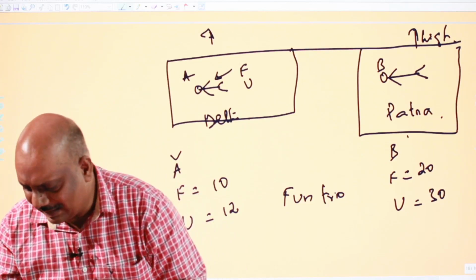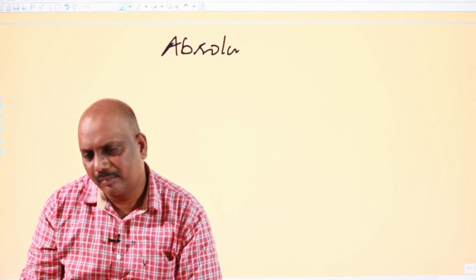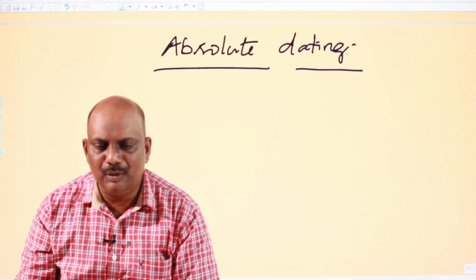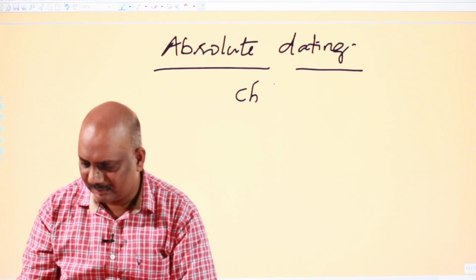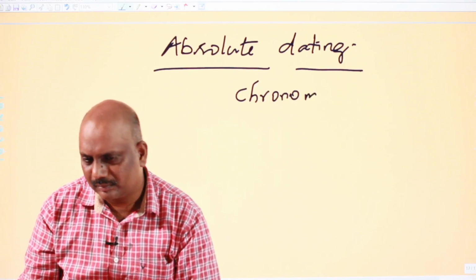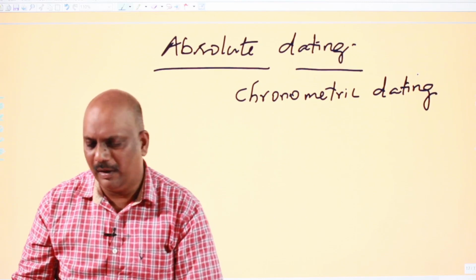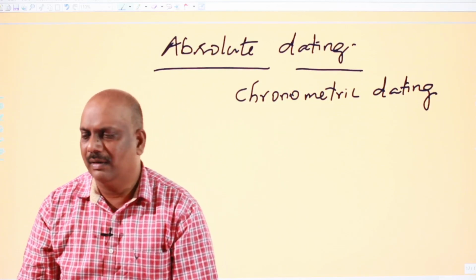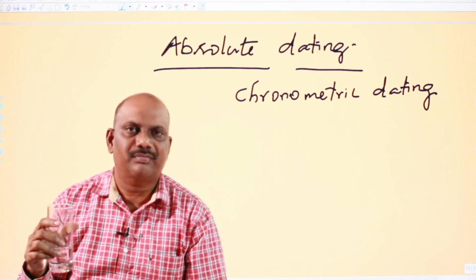Got it? So next let us discuss the absolute dating or chronometric dating techniques. Remember, absolute dating is also called chronometric. Sometimes you may spend all your energy to read these absolute dating techniques, and in your examination, if they ask you to write about chronometric dating and you do not know what this is, it happened actually once.